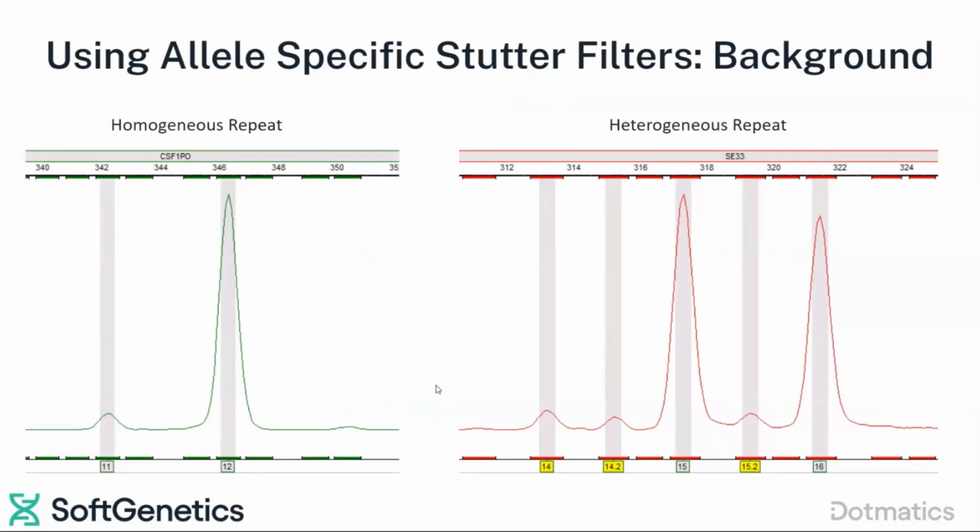A homogeneous repeat is typically very linear and mainly has stutter at the -1 position. But a heterogeneous repeat, something like SE33, where there is a complex repeat pattern, is going to have -2 base pair stutter, -1 repeat, or 4 base pair stutter. Here it is with +2 base pair stutter. And so a heterogeneous marker is going to have much more complex stutter patterns.